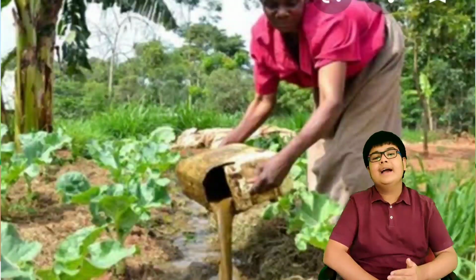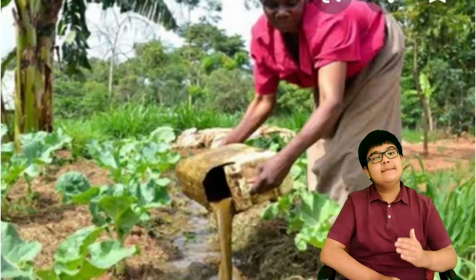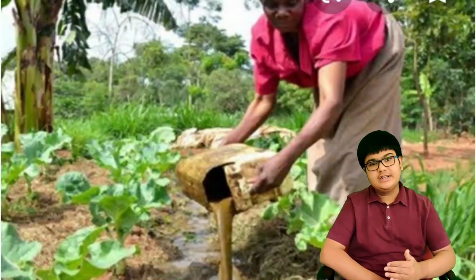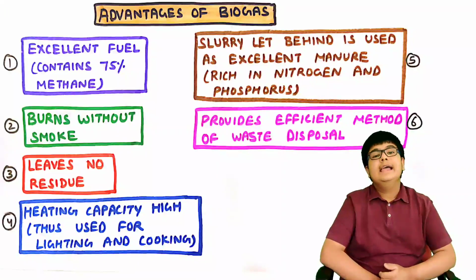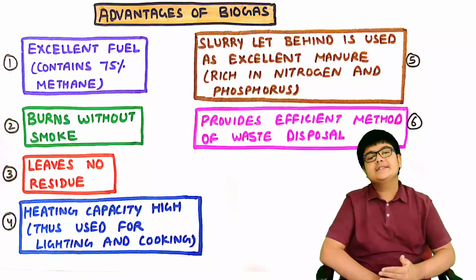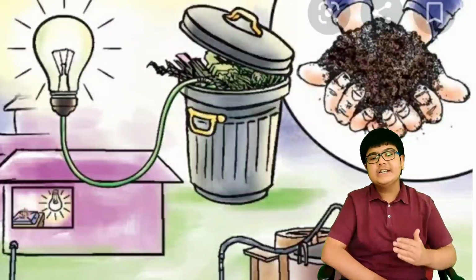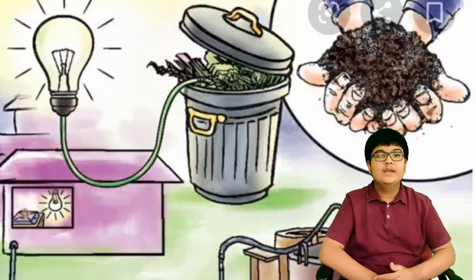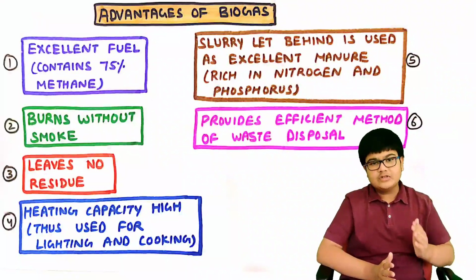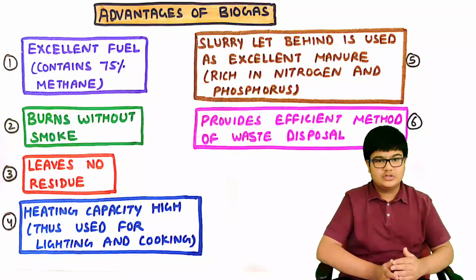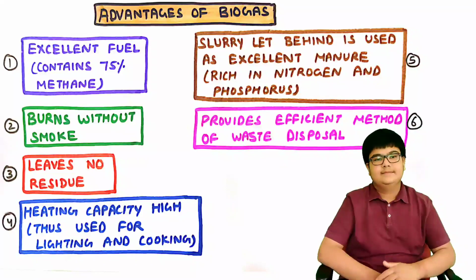The slurry left behind is used as an excellent manure and it is rich in nitrogen and phosphorus. And sixth, biogas provides an excellent and efficient method of waste disposal. So all components produced while making biogas are used and nothing is wasted.